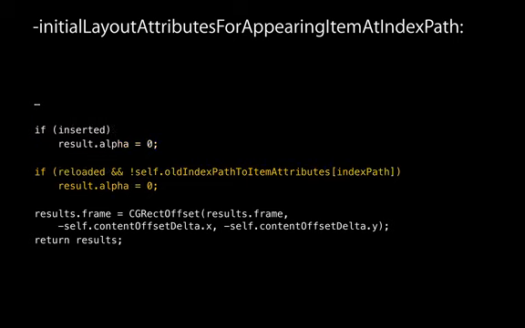If it was reloaded and it didn't exist in the old layout, remember I created a snapshot of the old layout. So if there is no item at that index path in the old layout, when it was reloaded, we want it to fade in. It's perfectly okay if there was an item there the previous time, then it's just going to change. I'm okay with that. And then finally, we want to offset the origin of the item by the delta of the content offset. And that way, everything's going to stay exactly in place.